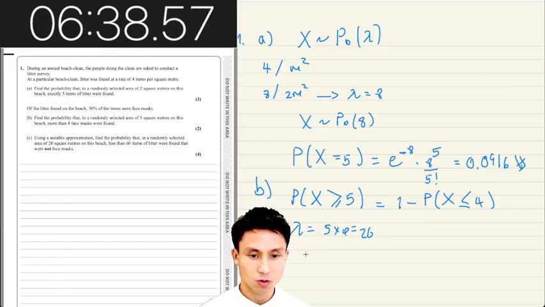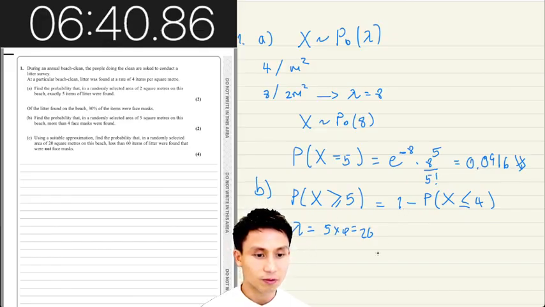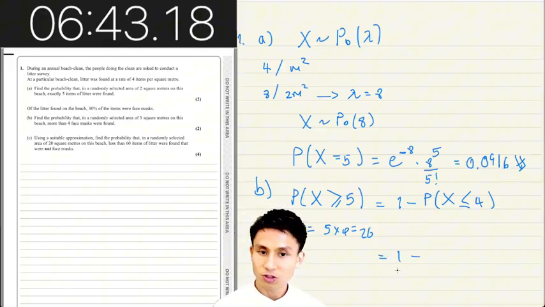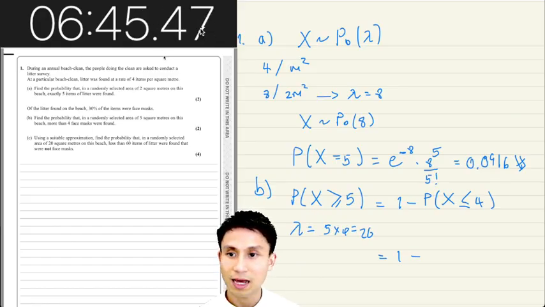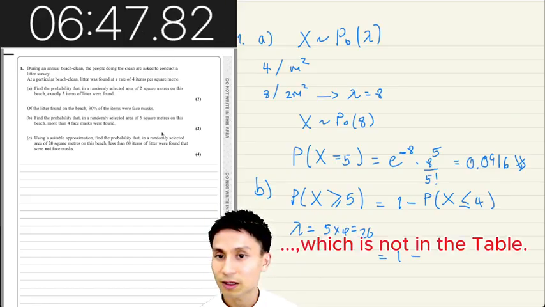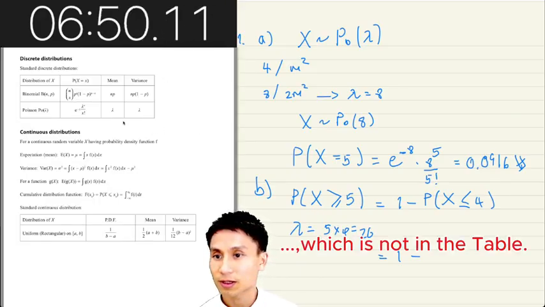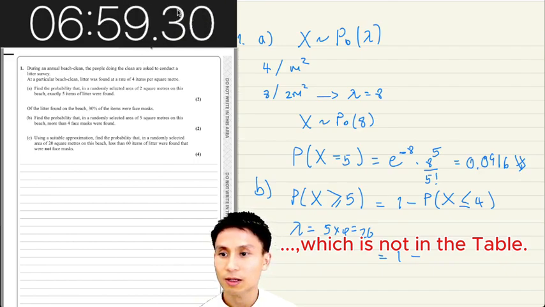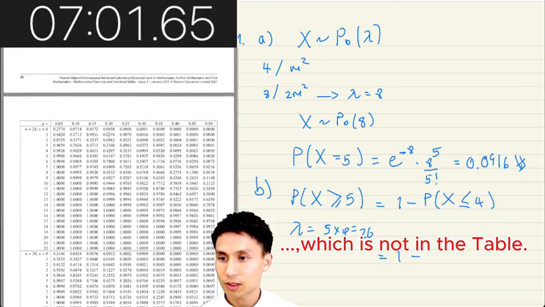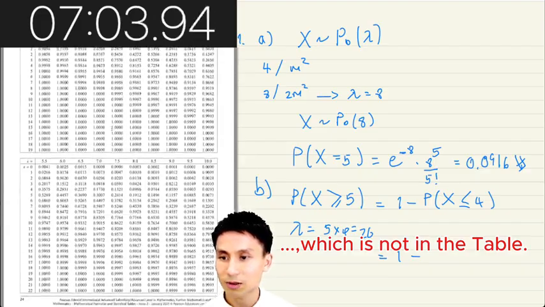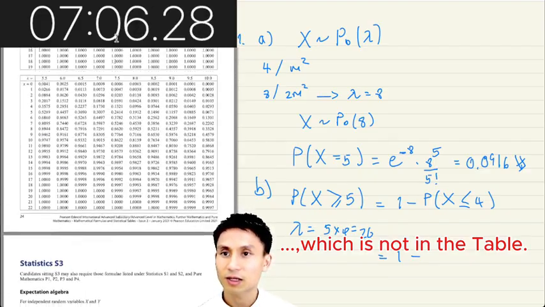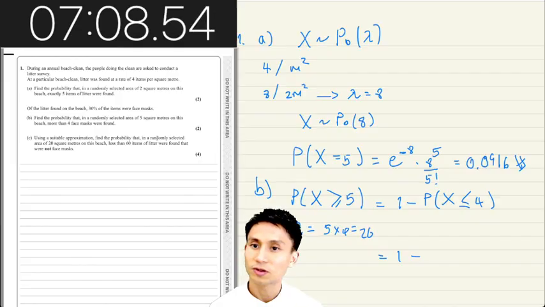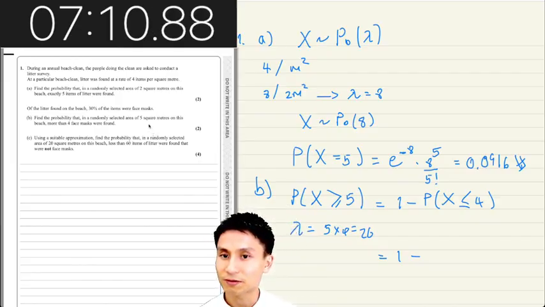Okay, so we're going to have to find the probability of that first. We're going to use a table with lambda of 20. Wait, I don't think lambda of 20 is in here. We only have up to 10. Hang on, I'm in trouble. So 4 items per square meter, and this is 5 square meters.